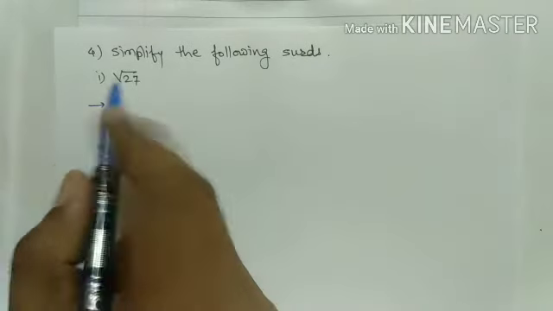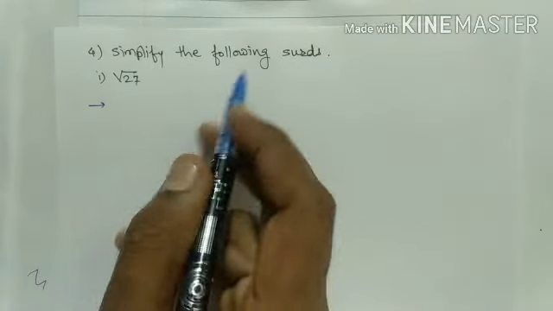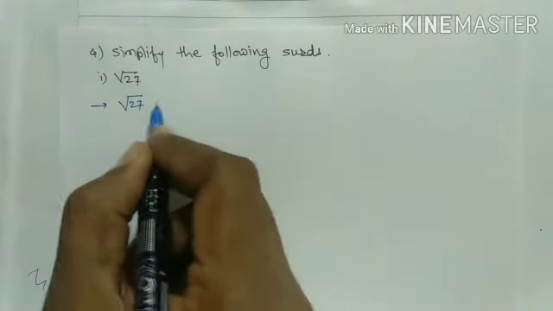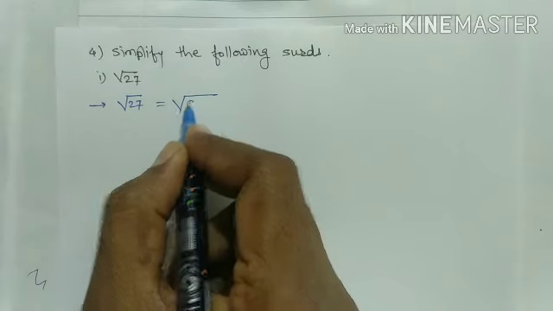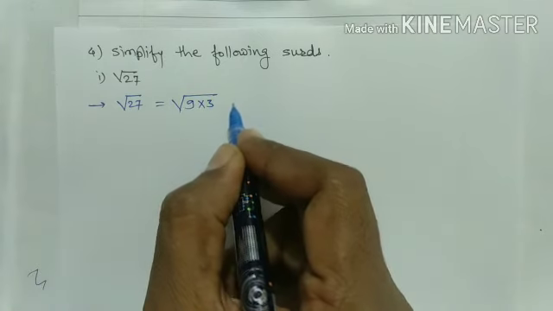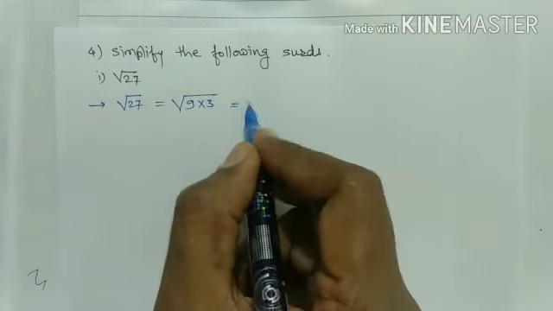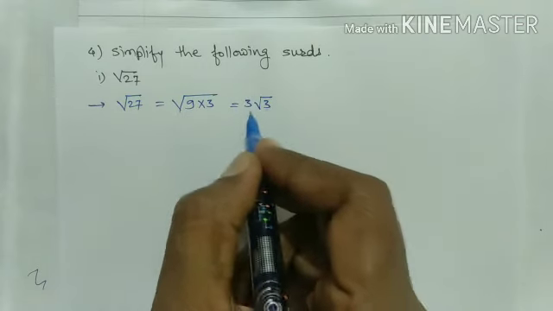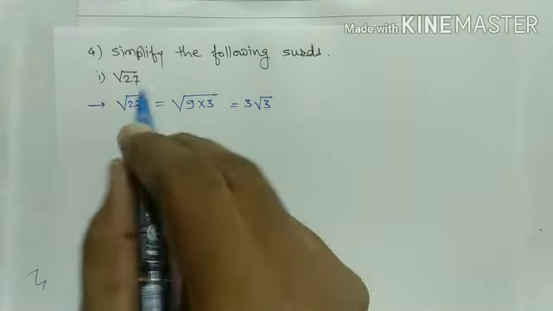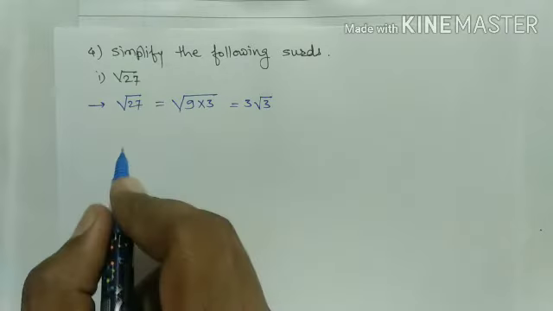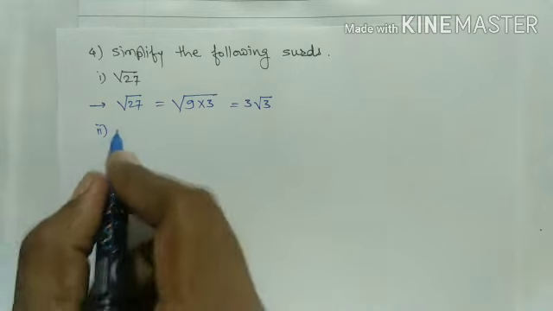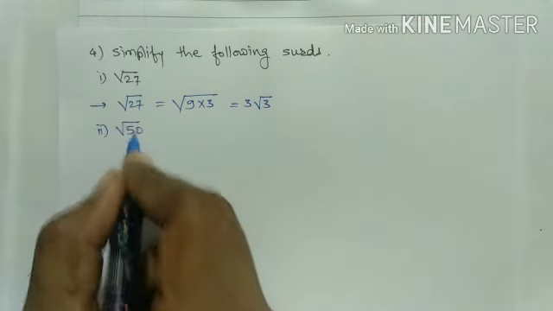The next question is: simplify the following surds. Here the first example is √27. Here we can factorize 27 as 9 into 3. The square root of 9 is 3, that is equal to 3√3. This is the simplest form of the surd √27. Then the second example is the square root of 50.